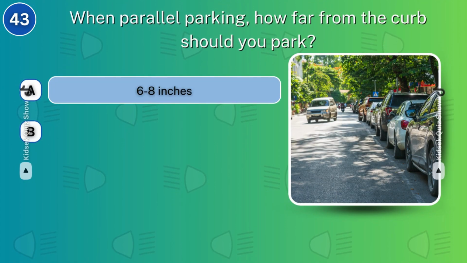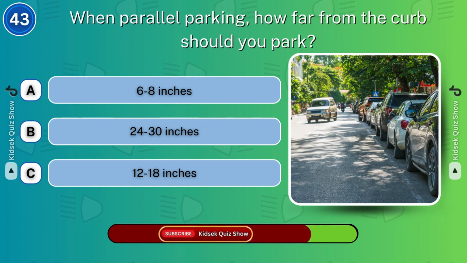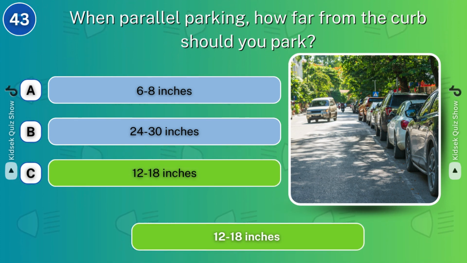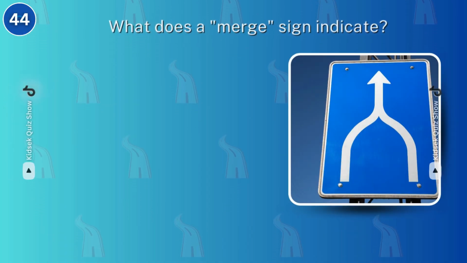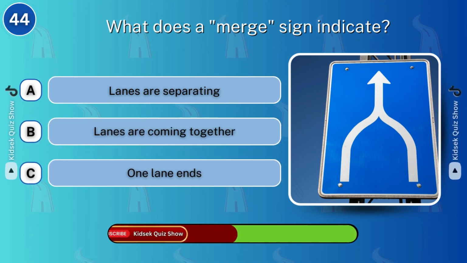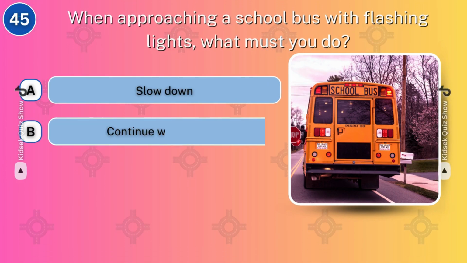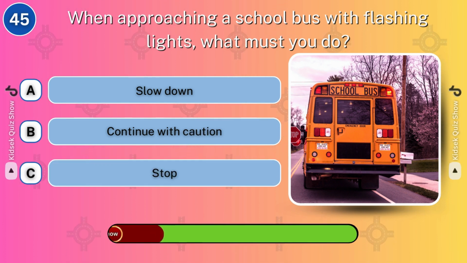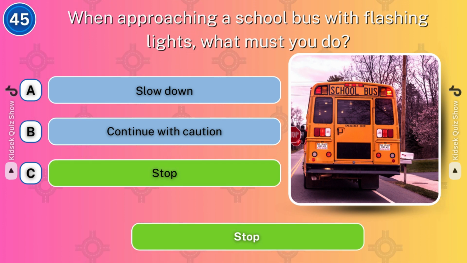When parallel parking, how far from the curb should you park? 12 to 18 inches. What does a merge sign indicate? It means lanes are coming together. When approaching a school bus with flashing lights, what must you do? You should stop the car.